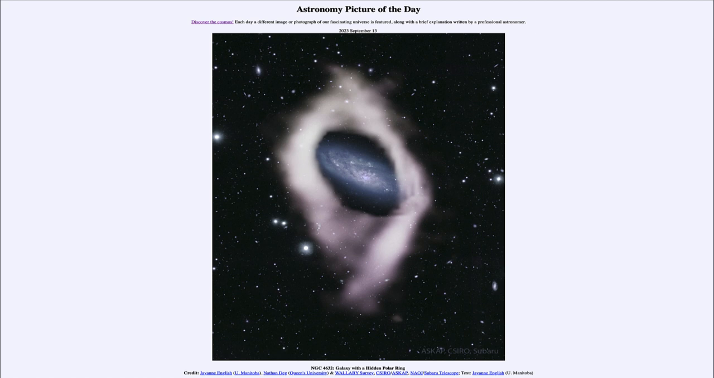So that would help us to give a better understanding of these unusual galaxies, which may look normal at first glance when we look at just the galaxy itself, but upon further and deeper study, actually have a lot more going on than we would have originally thought. So that was our picture of the day for September 13th of 2023. It was titled NGC 4632, a galaxy with a hidden polar ring.